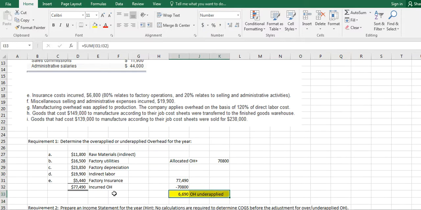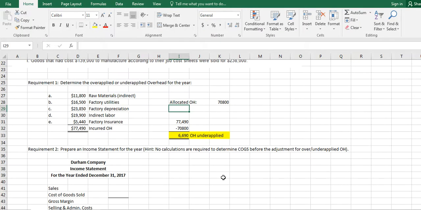So we've calculated the amount of actual overhead that we had. We've calculated the amount that we allocated. We allocated based on a formulaic percentage of 120% of direct labor costs. So this is the amount that we allocated. If we take the amount we incurred less the amount that we allocated, it gives us the difference, and we just then have to figure out whether it's under applied or over applied. If we've incurred more than we've applied, then we've under applied. If we incurred less than we allocated or applied, then we've over applied. So this is the answer to requirement 1.